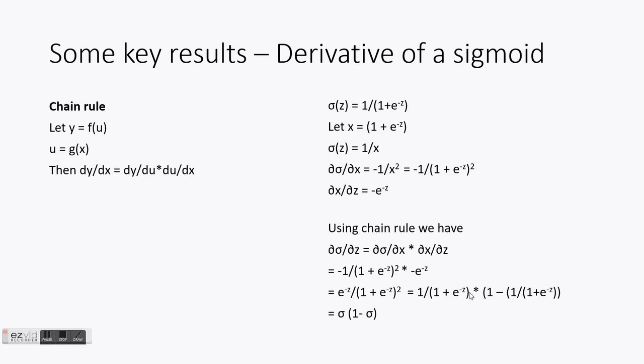But since 1 by (1 plus e power minus z) is equal to sigma, I can rewrite this whole equation as sigma into 1 minus sigma. So hence the derivative of the sigmoid, dou sigma by dou z, is essentially sigma into 1 minus sigma. This is what this thing proves.